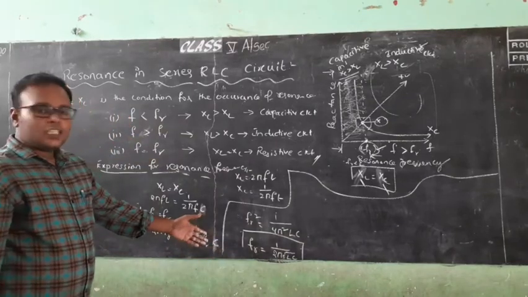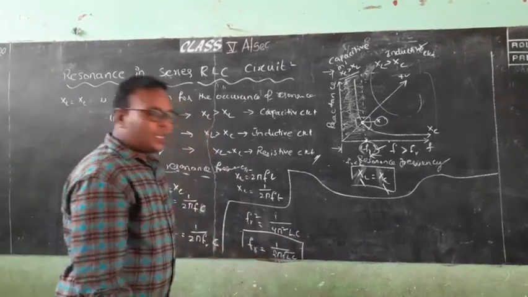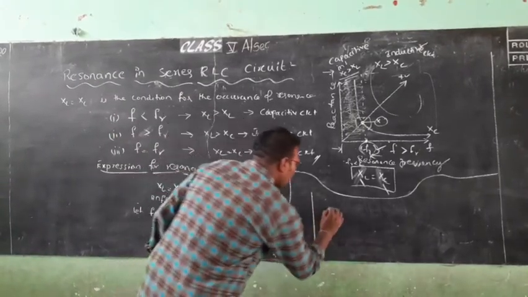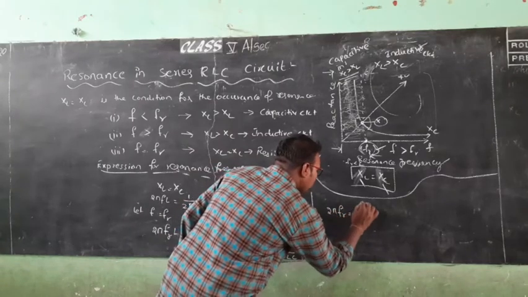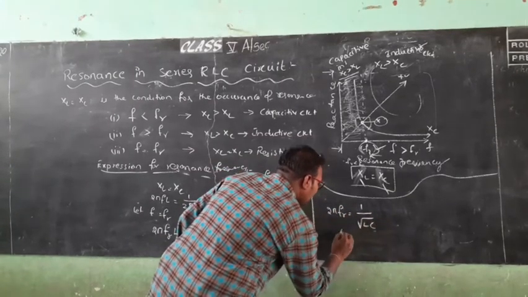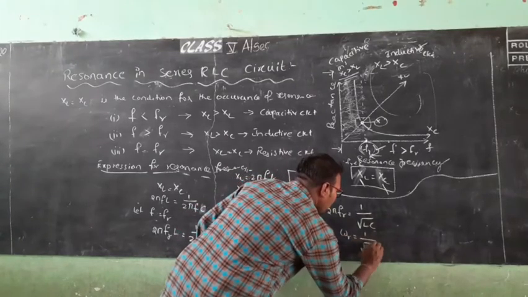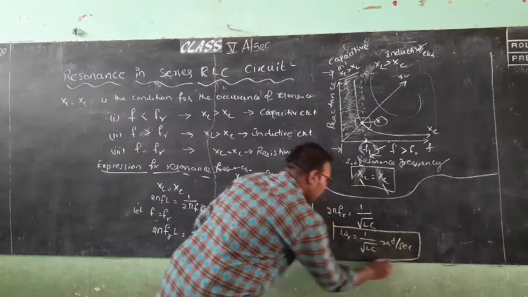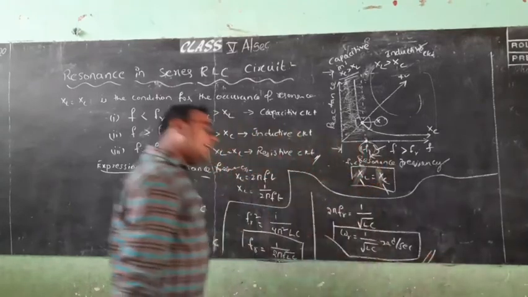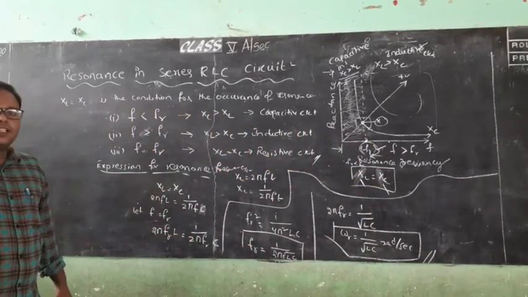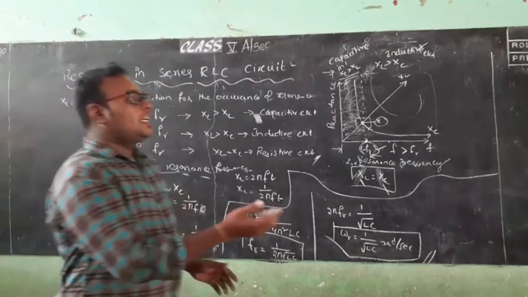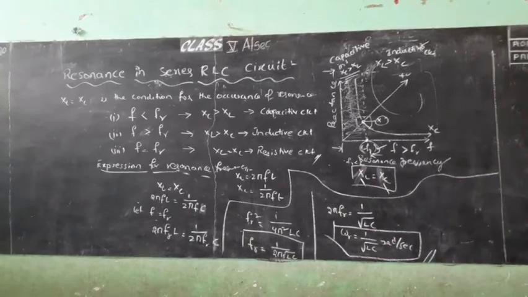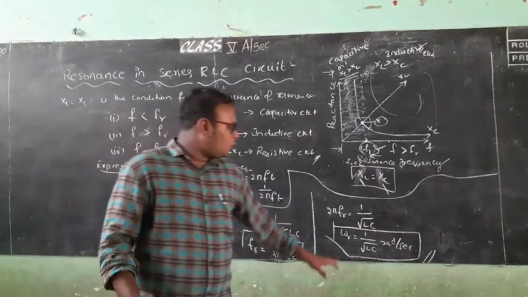We can write it in radians per second form. We know that omega equals 2 pi f. Applying that, 2 pi Fr is equal to 1 by root LC, and omega R is equal to 1 by square root of LC radians per second. So this is the final expression for the resonance frequency. Okay students, this is the expression for the resonant frequency.